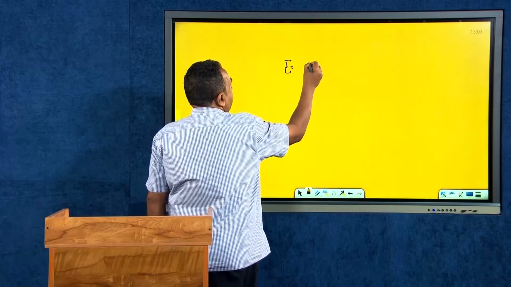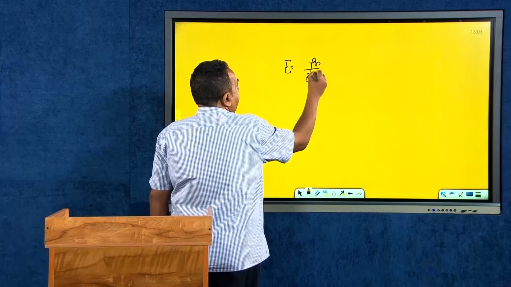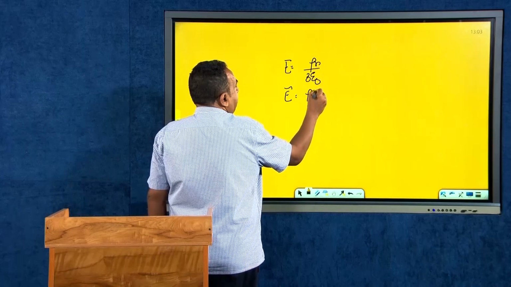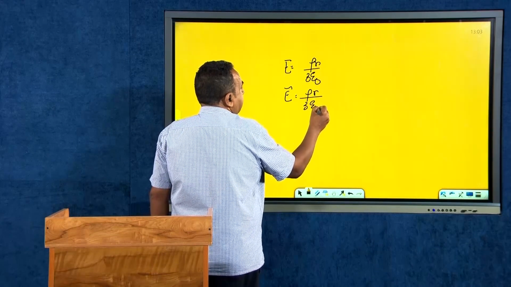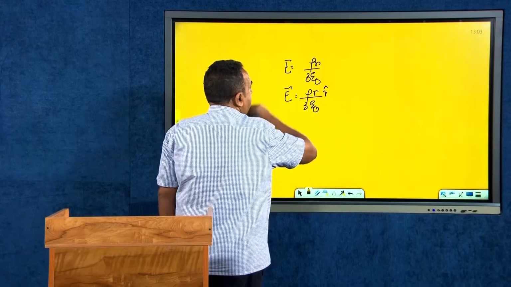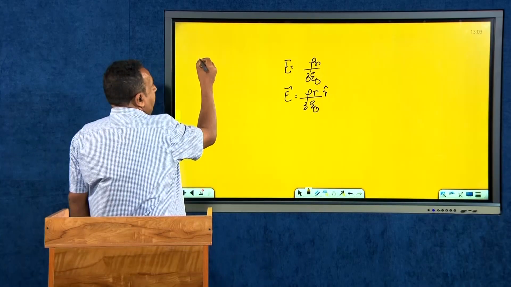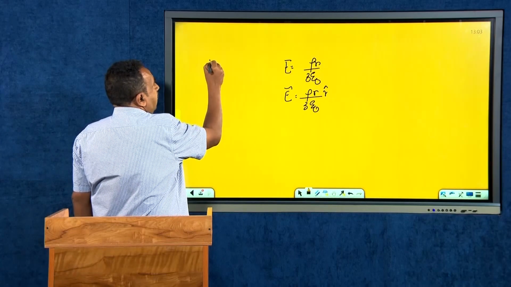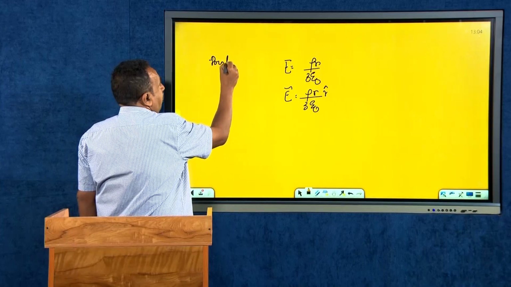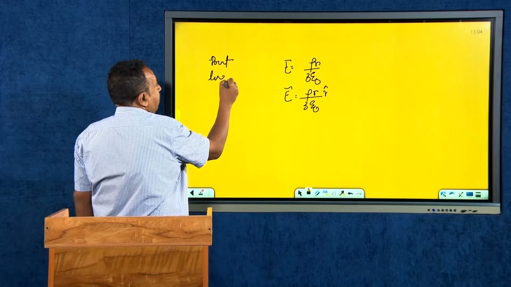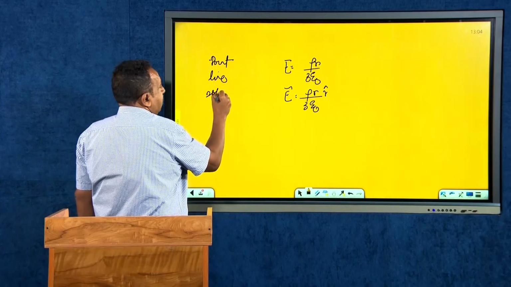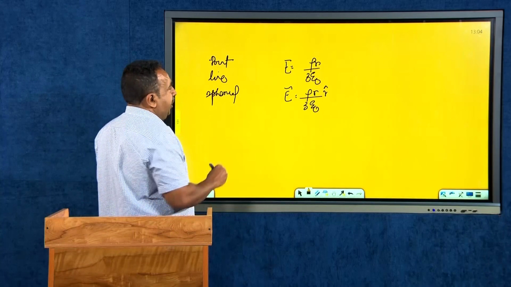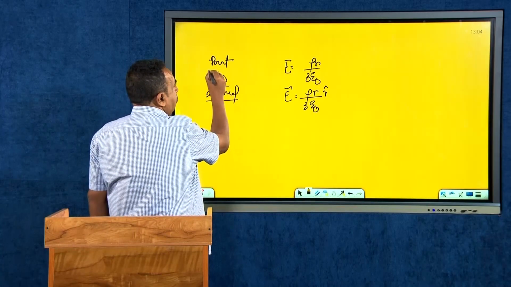as E is equal to rho r divided by 3 epsilon 0. And if you want to represent that vectorially, I can write that rho r divided by 3 epsilon 0 into unit vector r. Therefore, what we have studied is the field due to a point charge, field due to a line charge, field due to a spherical charge distribution, inside and outside.